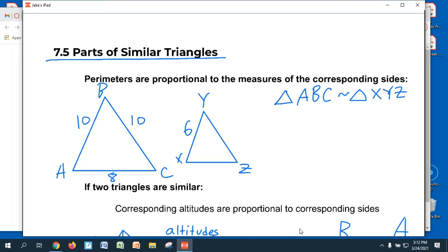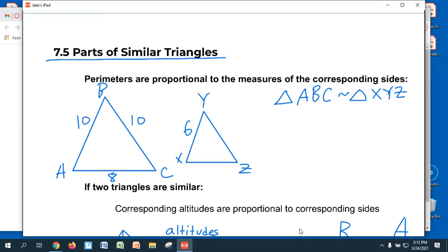All right, this whole chapter, we've talked a lot about what it means when polygons are similar. More specifically, lately we've been talking a lot about when triangles are similar. What we're talking about today is different things we can figure out or gather given that two triangles are similar.